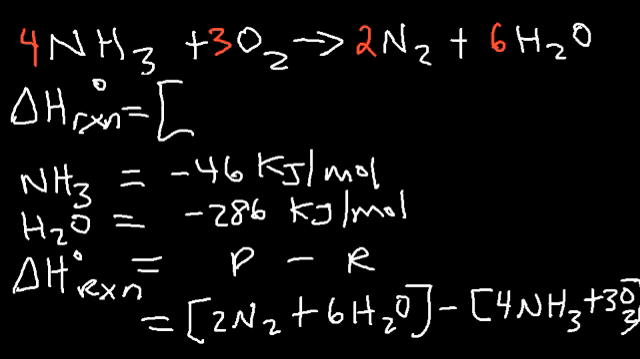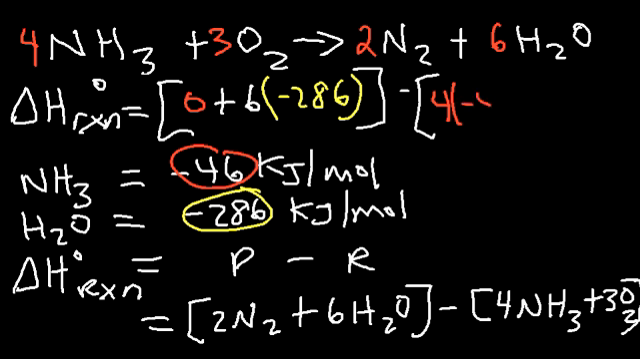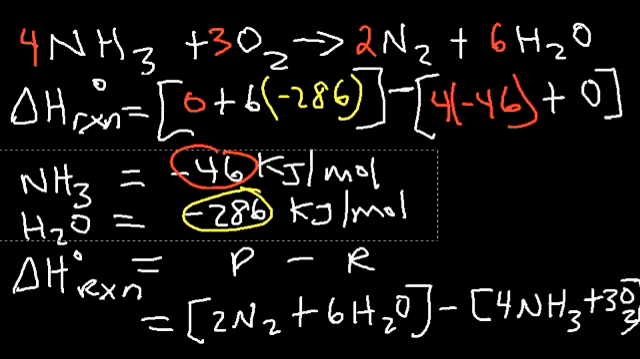So the value for N2, it's a pure element, so it's going to be 0. For H2O, it's going to be 6 times negative 286, and then minus the amount for NH3, which is 4 times negative 46, and then plus oxygen, which is a pure element, so it's going to be 0. And so at this point, we just got to do the math.